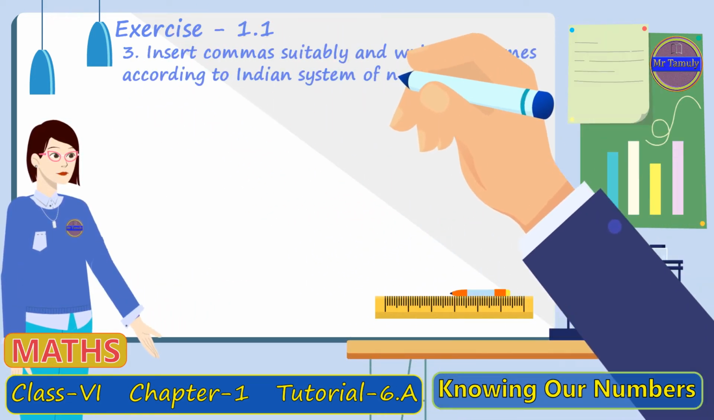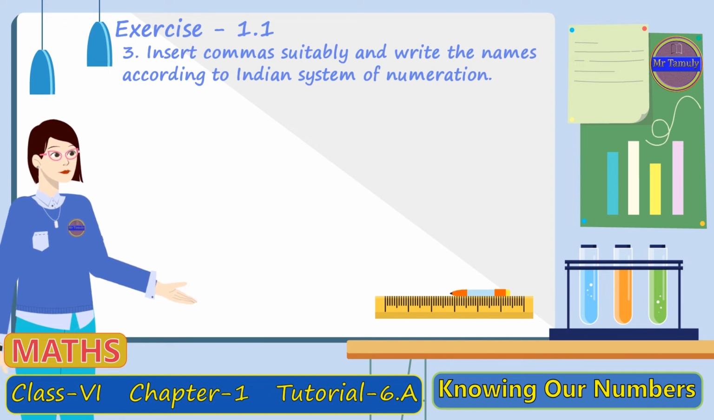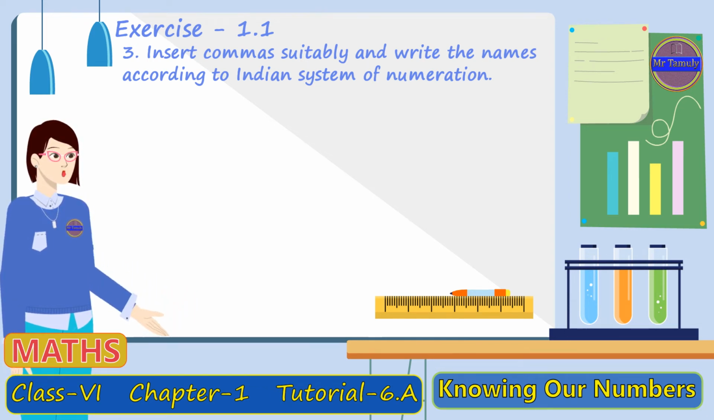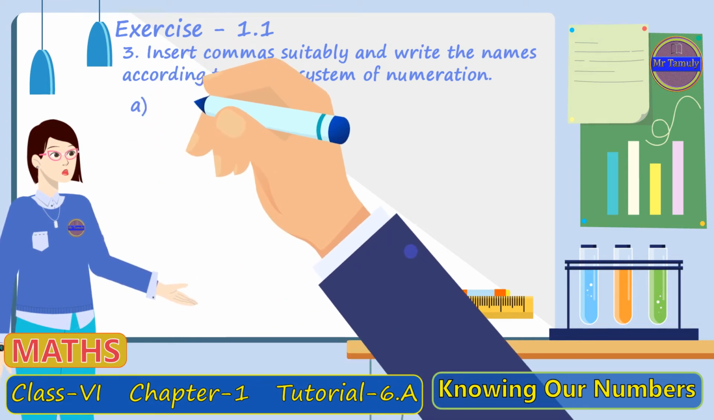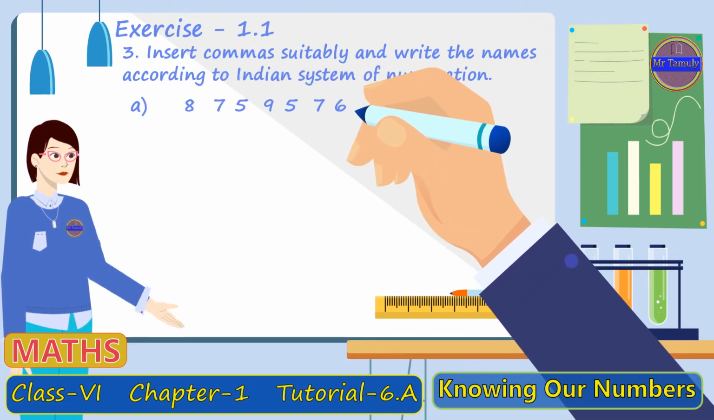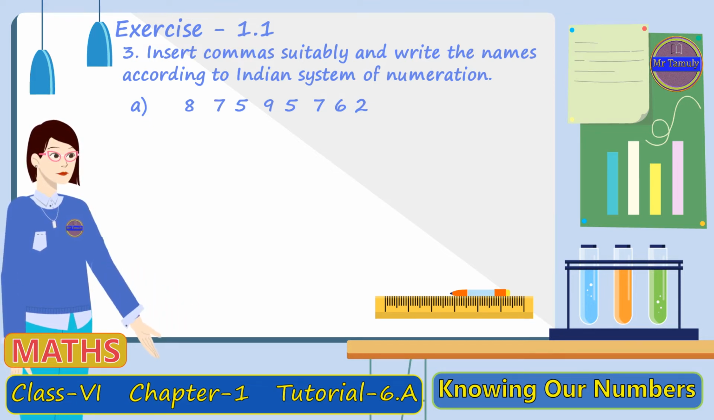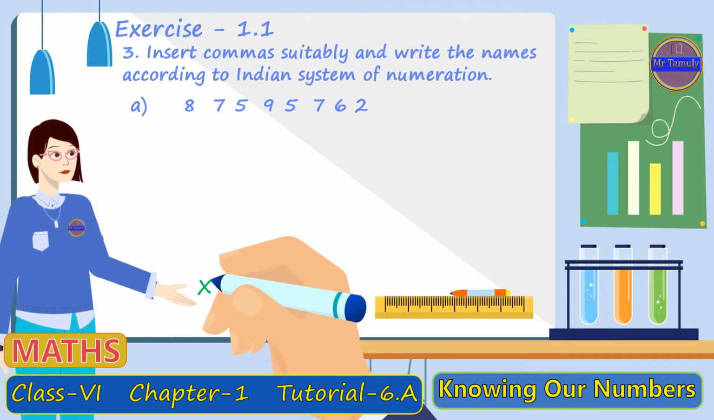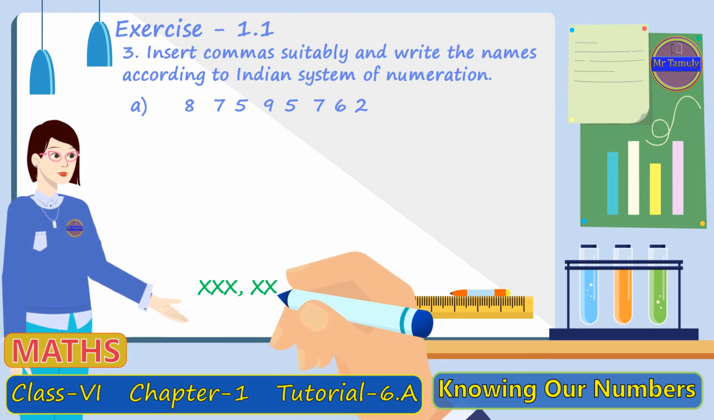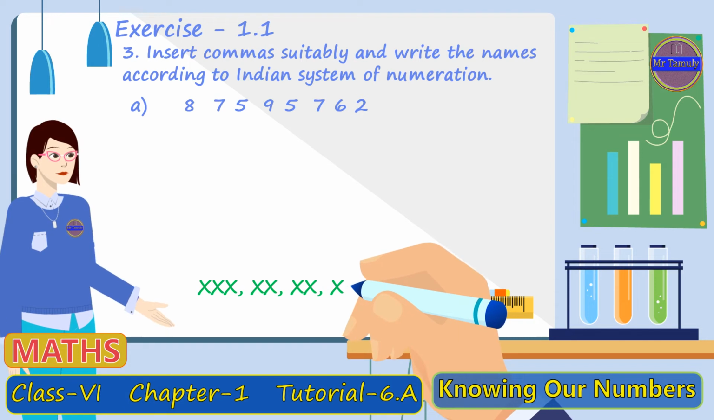We shall now move to question number 3, which says, insert commas suitably and write the names according to Indian system of numeration. In this, the first number to be named is 8,75,95,762. As you already know, the Indian format of writing larger numbers is XXX crore, XX lakh, XX thousand, XXX.